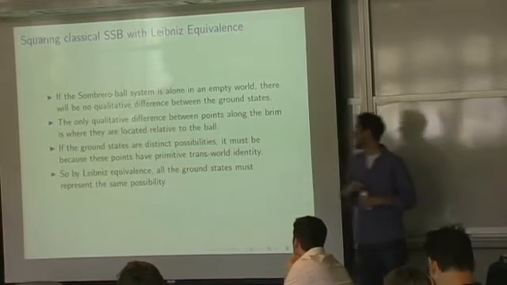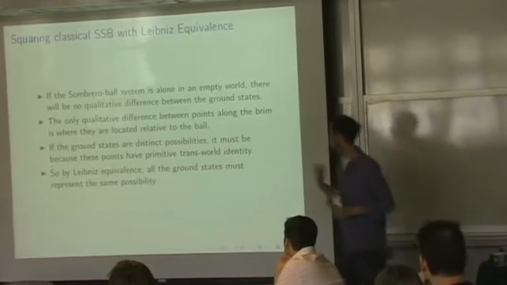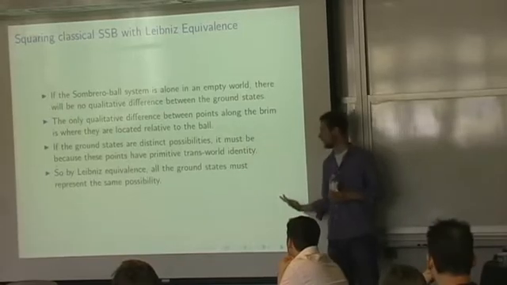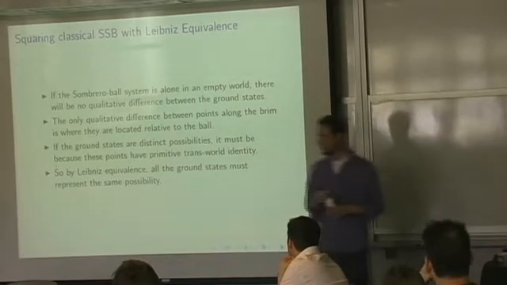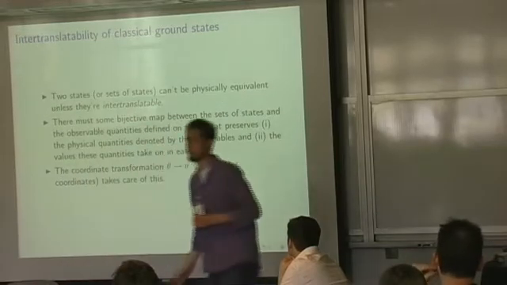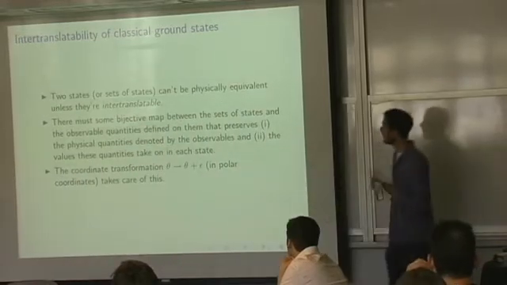Okay. Now, of course, Leibniz equivalence makes us want to deny that points have primitive identity from world to world like that. So if we accept Leibniz equivalence, all the ground states of the ball hat system have to represent the same possibility.